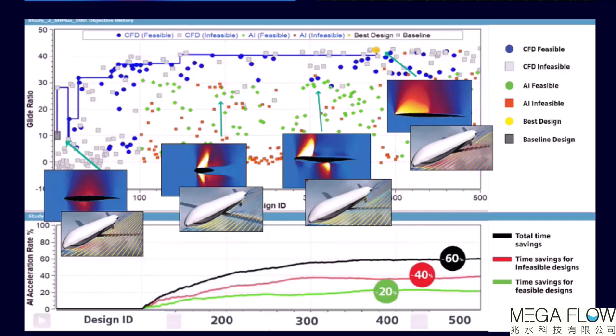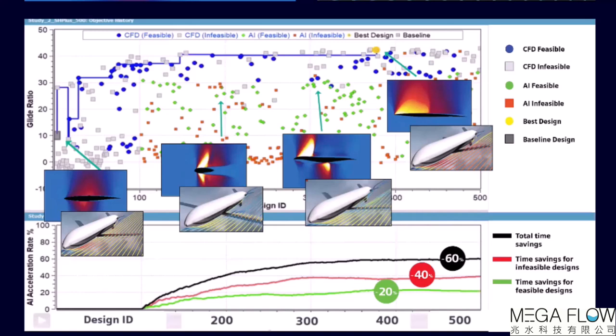What this graph shows is that of the 60% time savings seen on this problem, 40% is attributed to AI substituting simulation for infeasible solutions and 20% for feasible solutions. This AI substituting for infeasible solutions more than feasible solutions is typical and a trademark of the uncertainty awareness acumen of these AI models.